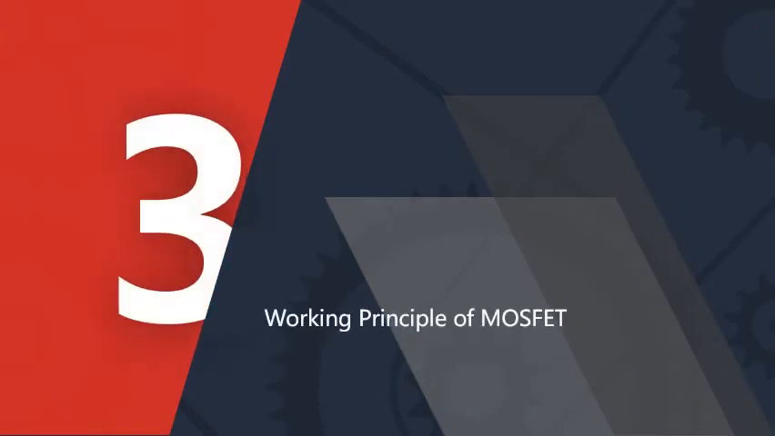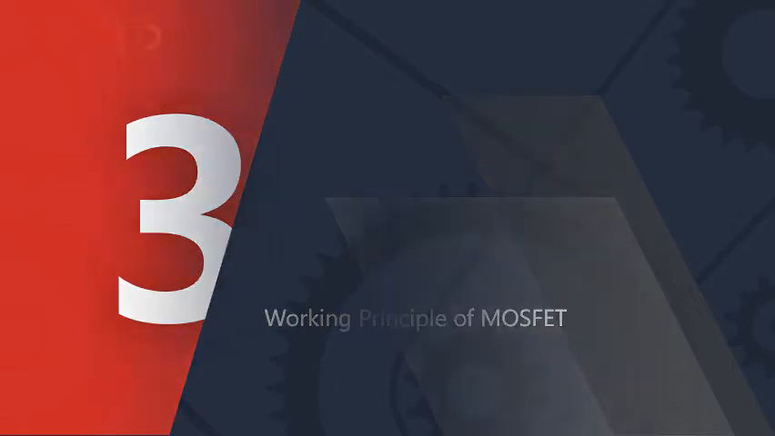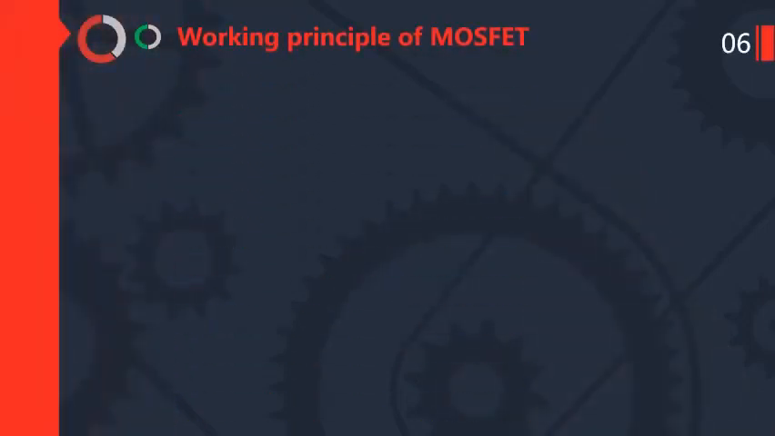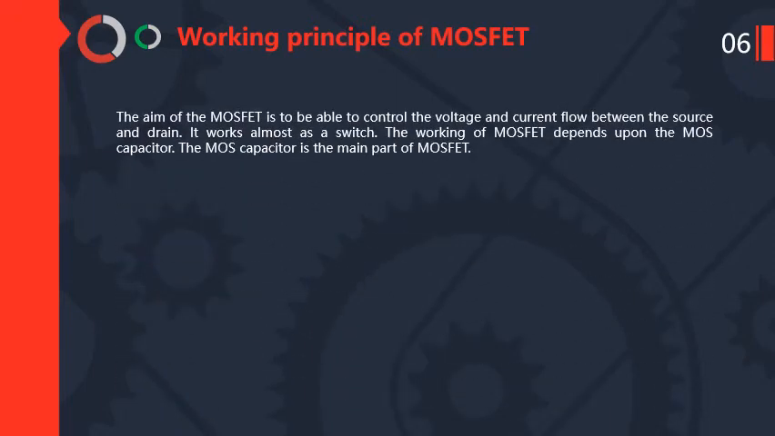The next topic is working principle of MOSFET. The aim of the MOSFET is to be able to control the voltage and current flow between the source and drain. MOSFET ऐसा होना चाहिए जो कि वोल्टेज और करंट फ्लो हो रहा है सोर्स और ड्रेन के बीच में उसको इजीली कंट्रोल कर पाए. It works almost as a switch. एक स्विच की तरह काम करता है जो MOSFET है.